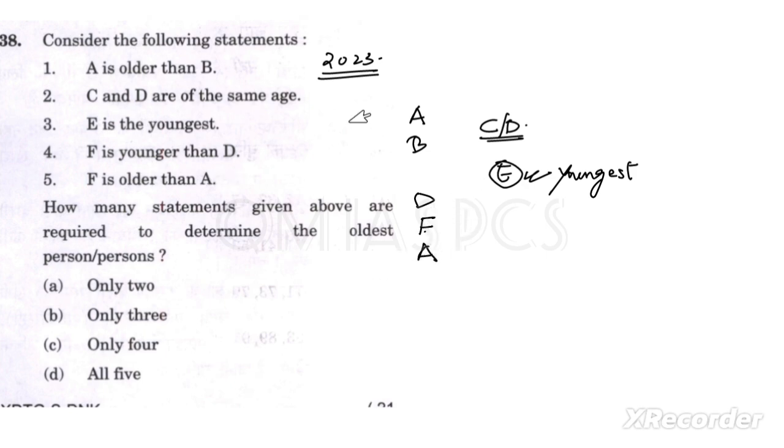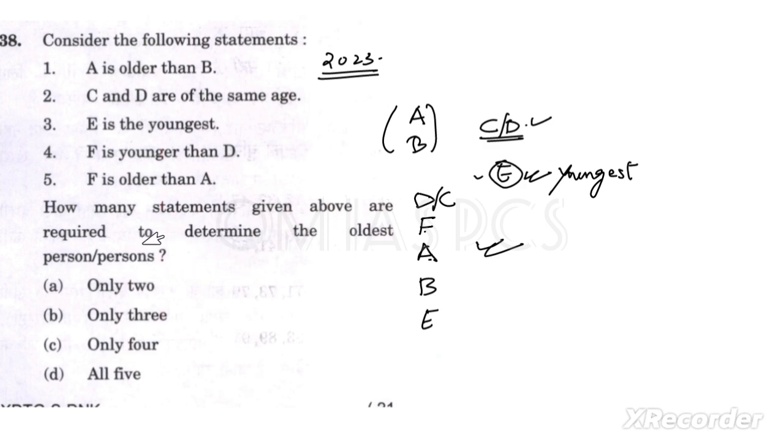Got it? So we have this data, this one, and this one. Now we can combine all of this. If you combine this, like this is A, D, F, A, we can say here is B. This is D, so this should be C also, and E is here. E is the youngest one. So this is our actual representation of the persons, A to F. All have been represented here.